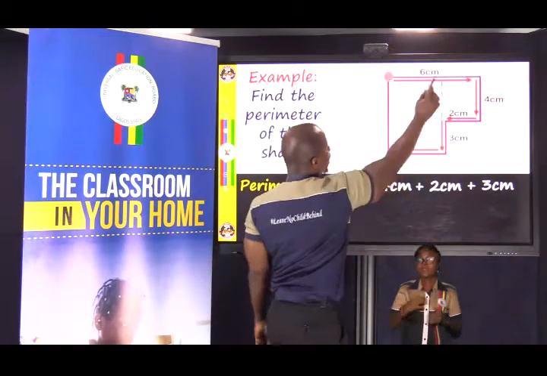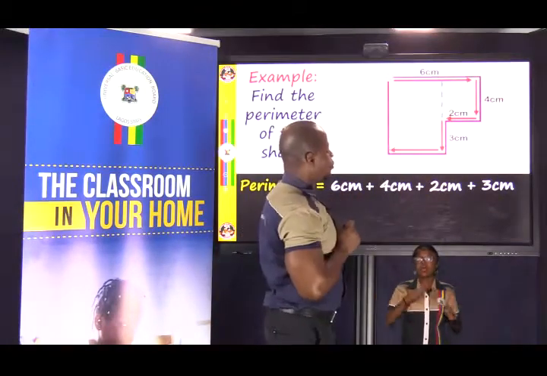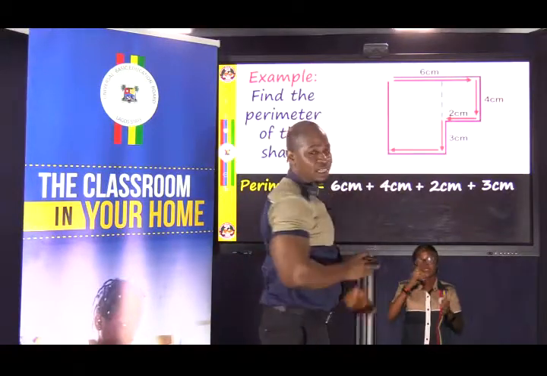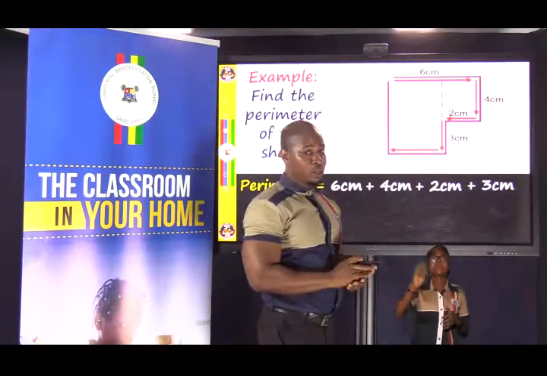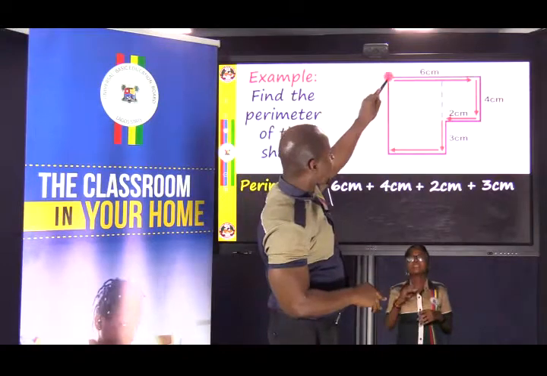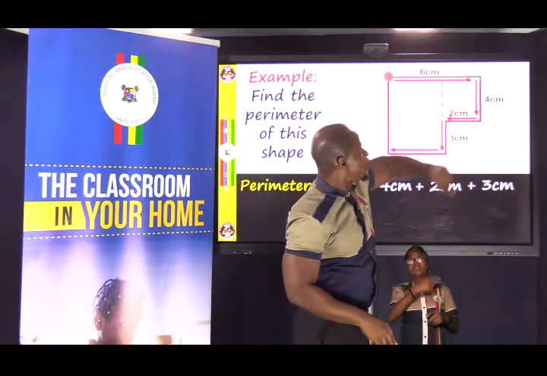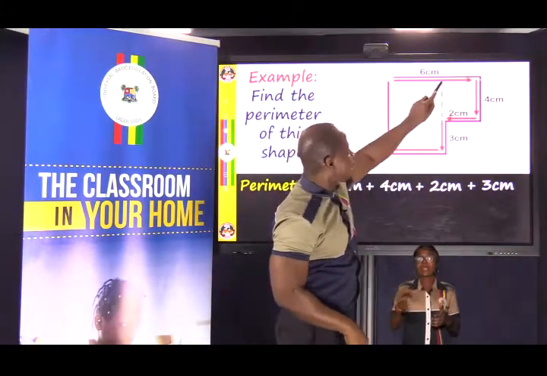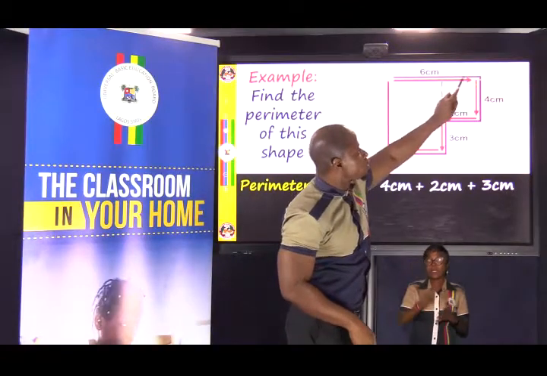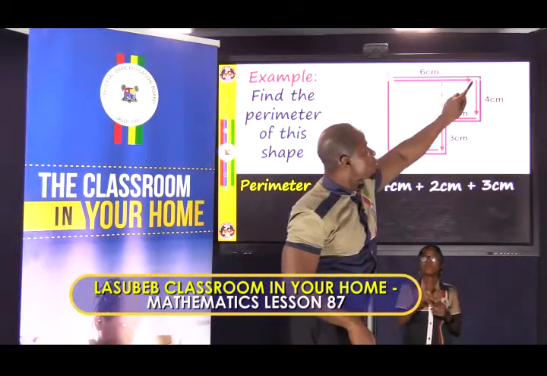If I'm able to know this side, I'll be able to know this side. But do I know this side? Is it 6 centimeters? No, it's not 6 centimeters because 6 centimeters is actually from here to here. Okay, so but what is here to here? I do not know. But I know that here to here is what? Can you tell me? From here to here is what?